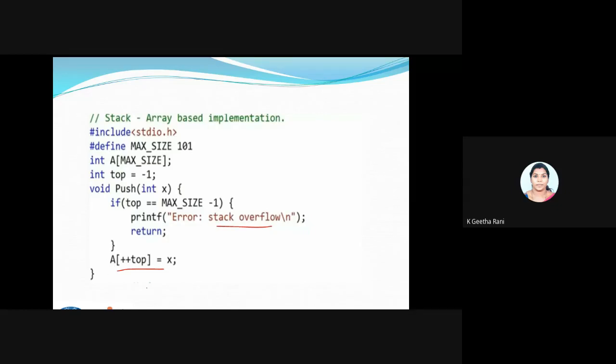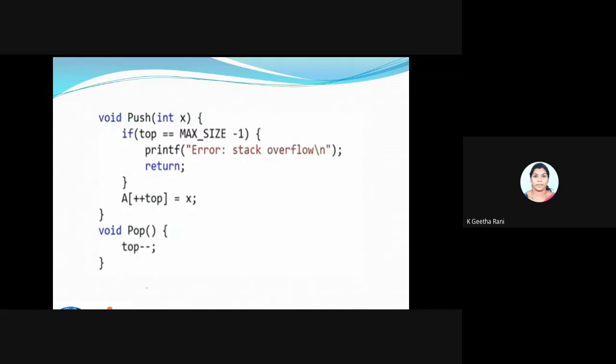So next one is my pop. You know what to do for the pop: I'll just decrement the value. You can see the pop here, void pop, top minus minus, just decrementing the top index. Automatically that element will still be there, but my top will be pointing to the next value. For pop also I'll be giving a condition.